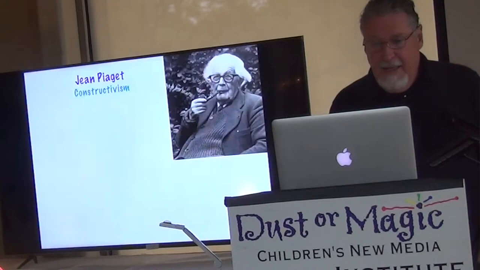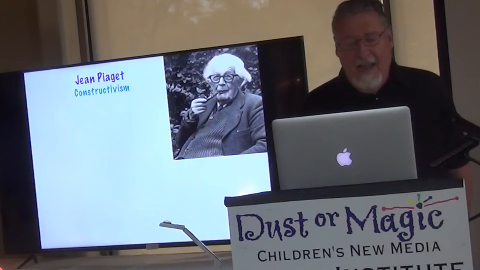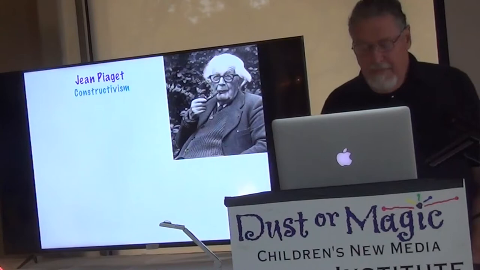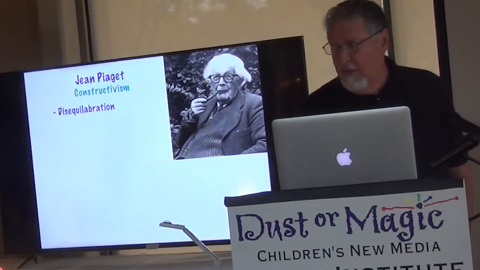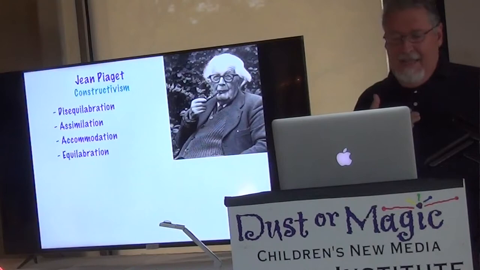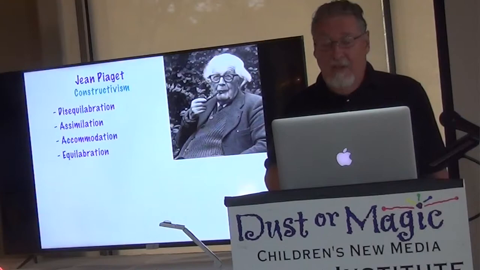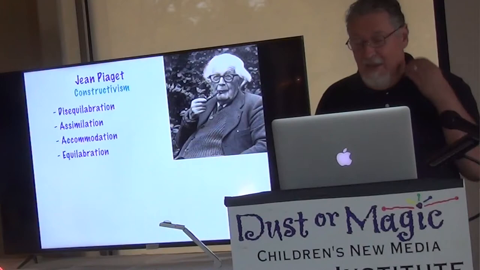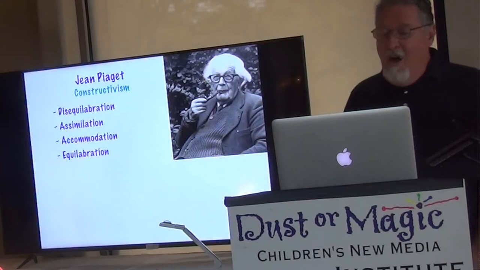And then we have Jean Piaget. Constructivism is about how we construct meaning when we encounter something new. One of the things he talked about was disequilibration, a word I learned from Warren, and assimilation, accommodation, and equilibration. He saw that children constantly seek to regain equilibrium by mastering the new challenge and modifying their internal schemas to accommodate the new information. So according to Piaget, children move back and forth between assimilation and accommodation all the time as they learn more and more about the world.